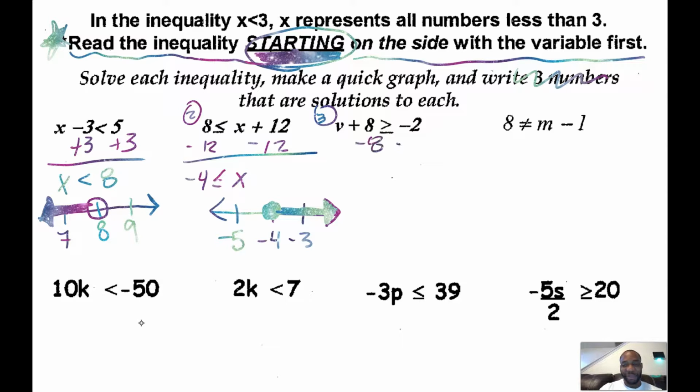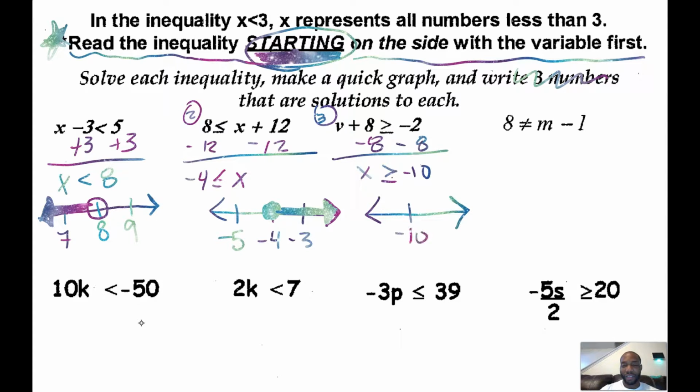All right, subtract 3 from both sides, y'all. Subtract 8 from both sides. We get x is going to be greater than or equal to -10. How do we read this? X is greater than or equal to -10. Why? Because we start with the variable.